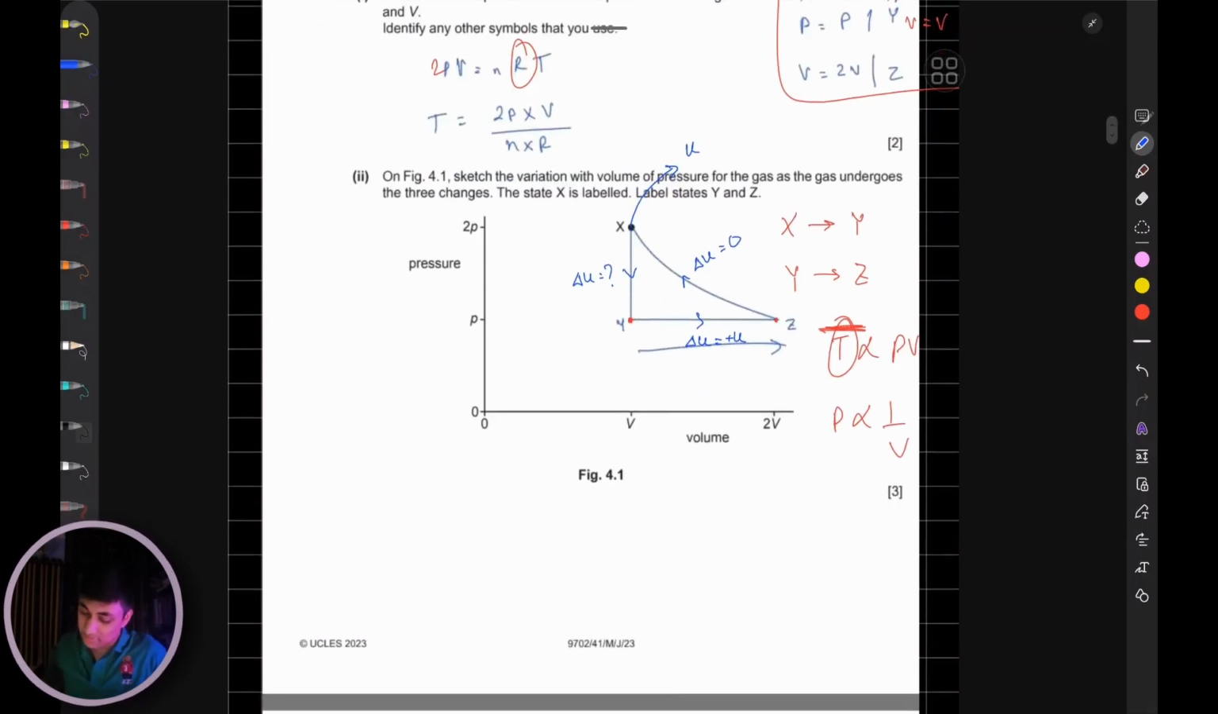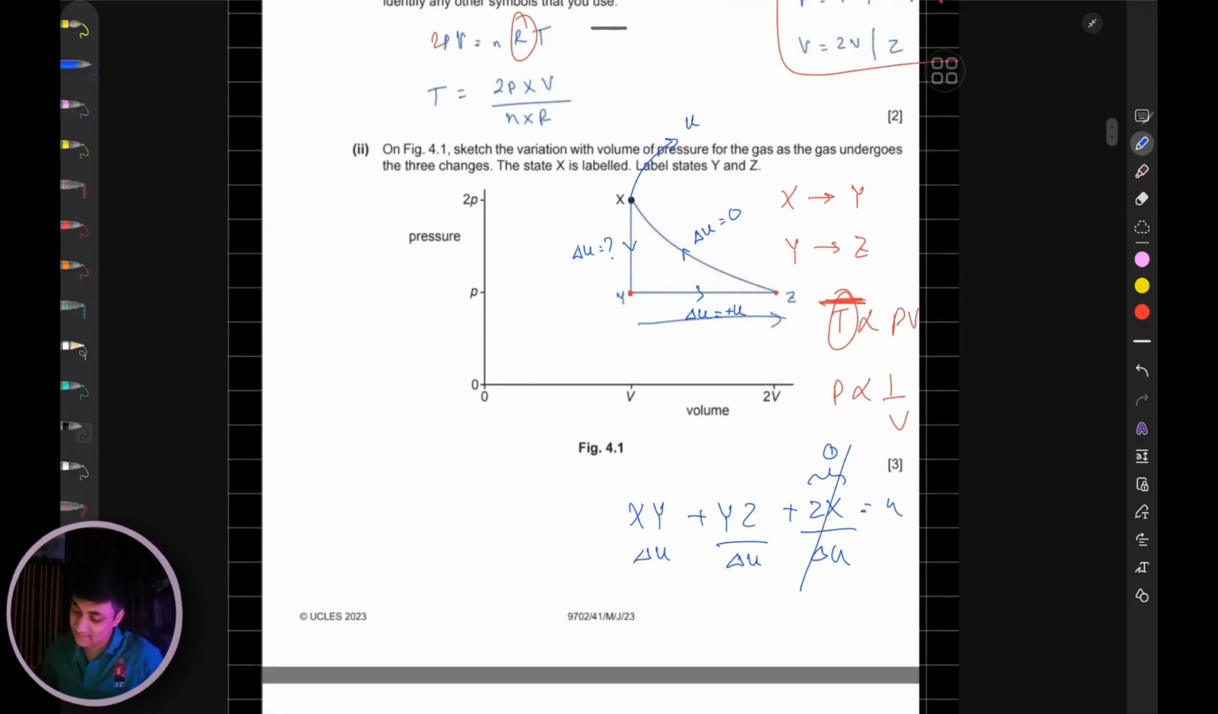Therefore, what I'm telling you is from X to Y, change in internal energy plus Y to Z, change in internal energy has to be 0. So you can also add Z to X. But you know this change in internal energy is 0 because no change in temperature. Therefore, I can cancel this out.